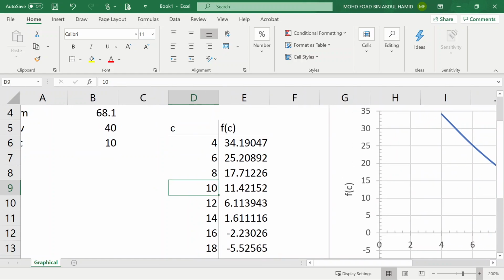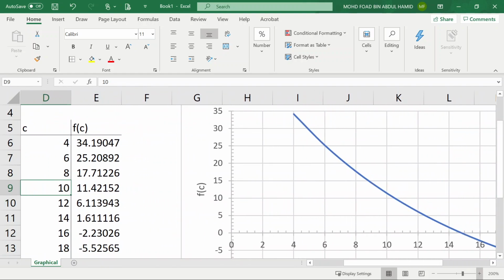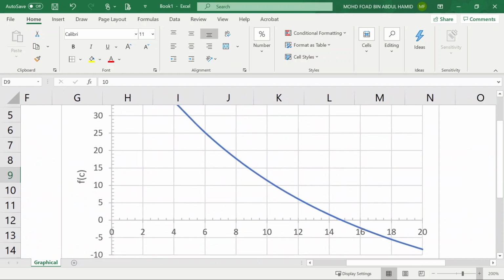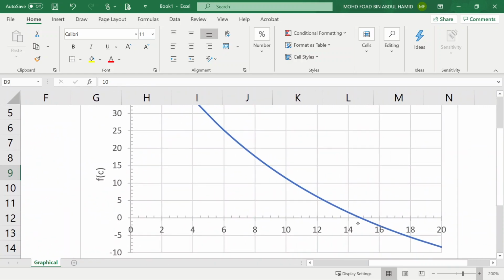Okay, this is already 200% zoom. Here, this is 15. This is 15 here. This is 15. This is 14. This is 14.5. This is 15. So somewhere between 14.5 and 15 is the solution.